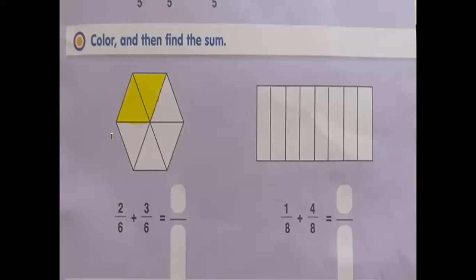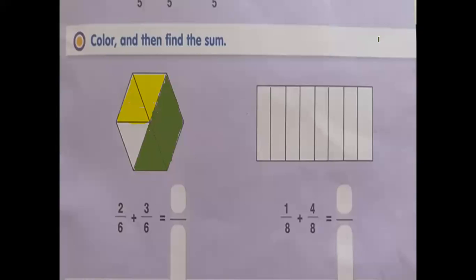So I colored 2 parts in yellow. Then I'm going to color 3 parts with another color, with green. So let's color 3 parts in green. Then I colored 3 parts with green. Now I'm going to add. So 2 plus 3 equals 5. Excellent. And do we add the denominators? No. So the denominator is 6. So the sum is 5 over 6.